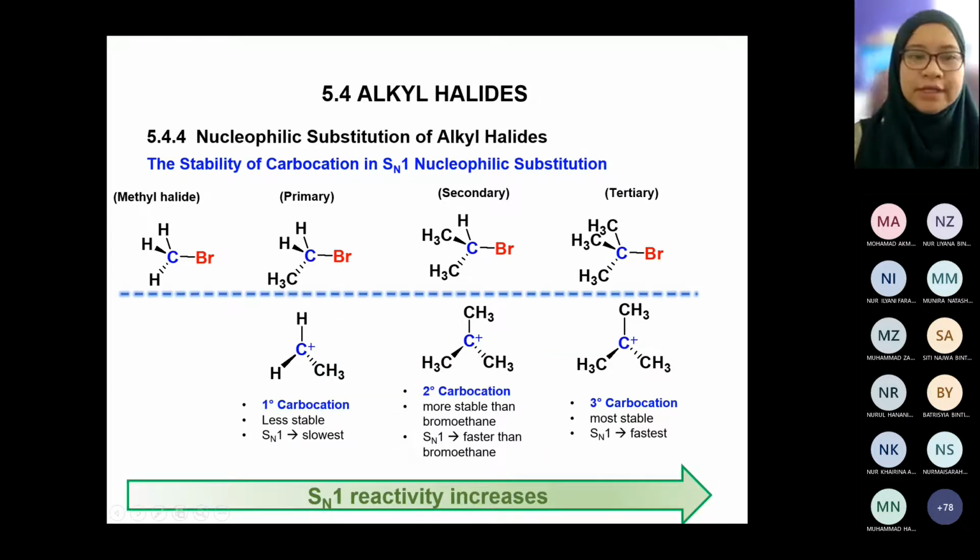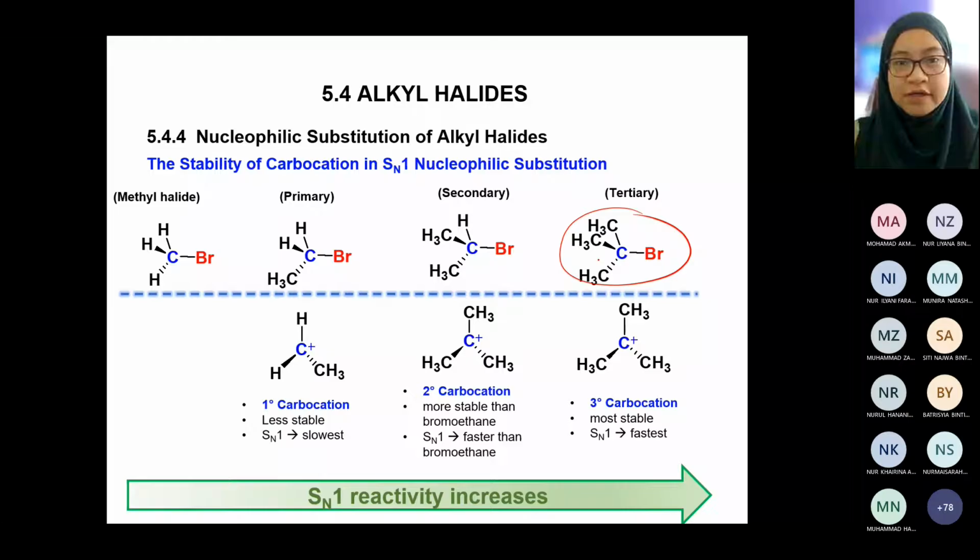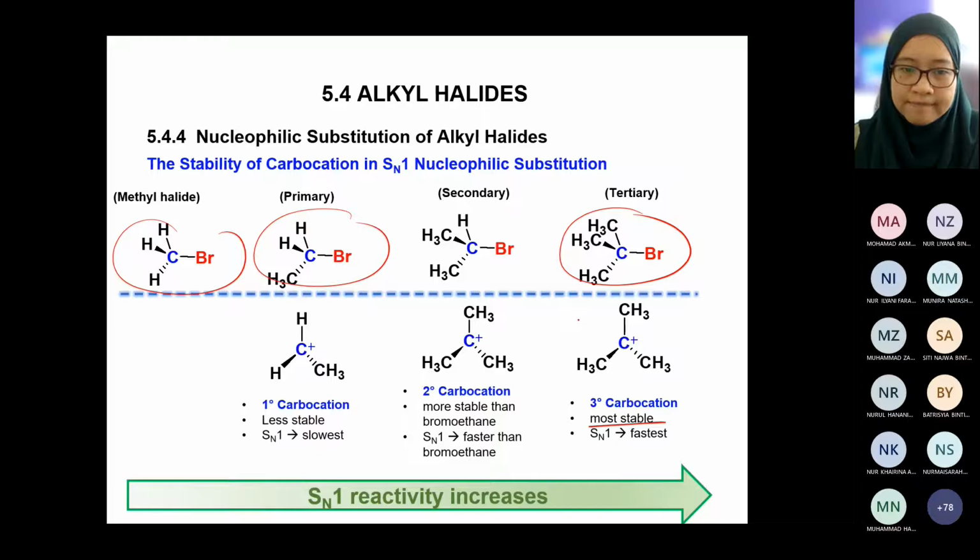Okay, senang bila dah tahu dia punya preference. Tertiary will prefer to undergo SN1, because tertiary will form more stable carbocation compared to methyl halide dengan primary. And then kalau tak ada tertiary, secondary pun prefer juga to undergo SN1.